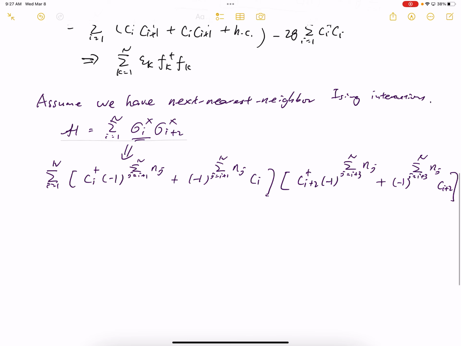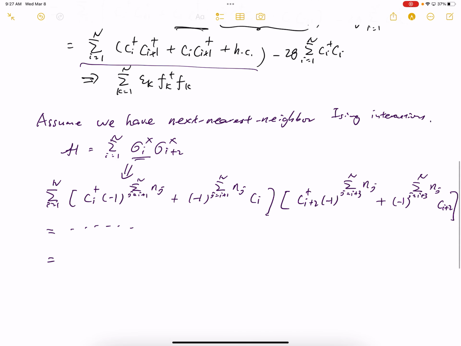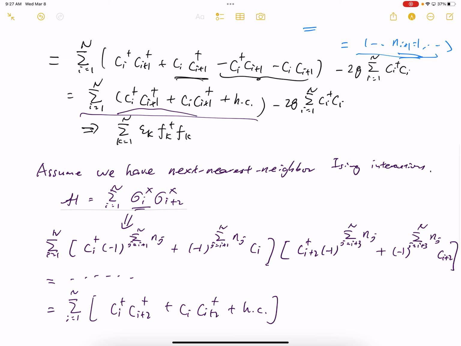Right. And my question is, if you follow what we did above, can we actually simplify this to something very similar to this? Can we simplify this to a Hamiltonian that is like Ci dagger Ci plus 2 dagger, plus the Hermitian conjugate? So can we get something which looks very similar, where you just change i plus 1 to i plus 2? Is it actually possible? Or is this only true if you have nearest neighbor Ising coupling?